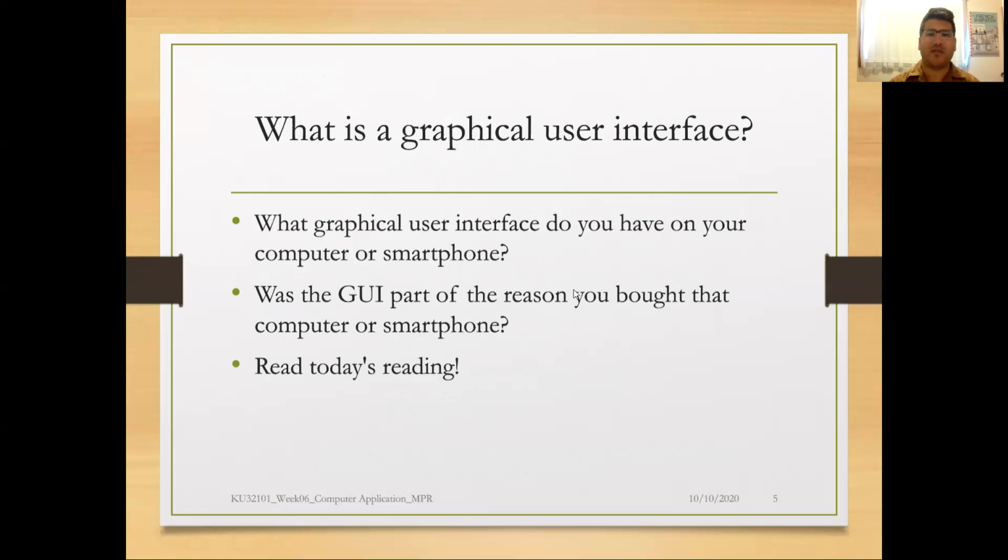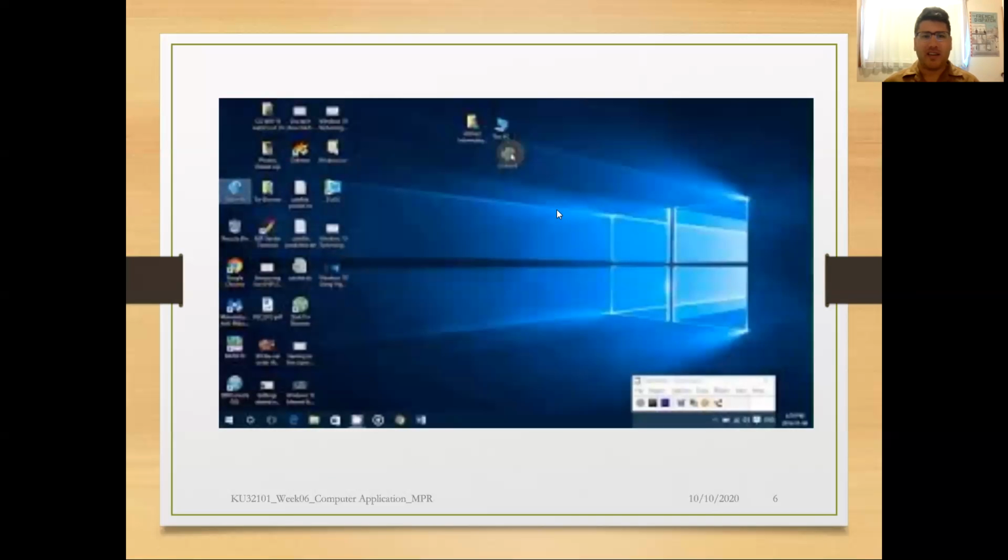So what is a graphical user interface? All right, a graphical user interface is the program that allows us to interact with the software and hardware on our computer. So there are a few different kinds of graphical user interfaces. One of the most popular is the Windows system, and there's also Apple, and on phones there's Android.